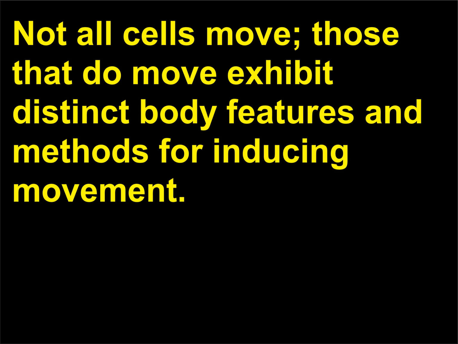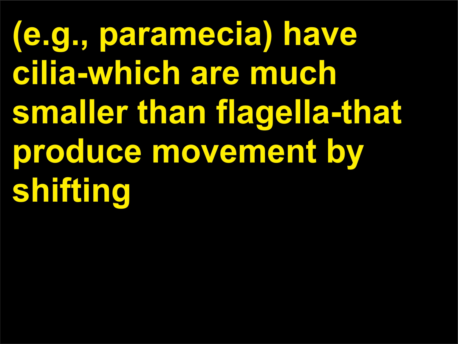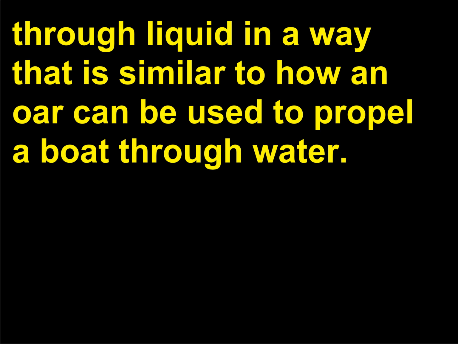Not all cells move. Those that do move exhibit distinct body features and methods for inducing movement. Cells with flagella, such as sperm, move by whipping the flagellum back and forth. Several protists, for example paramecia, have cilia, which are much smaller than flagella, that produce movement by shifting through liquid in a way that is similar to how an oar can be used to propel a boat through water.